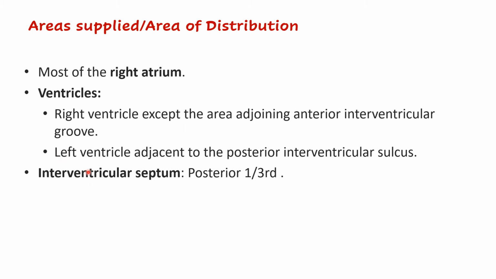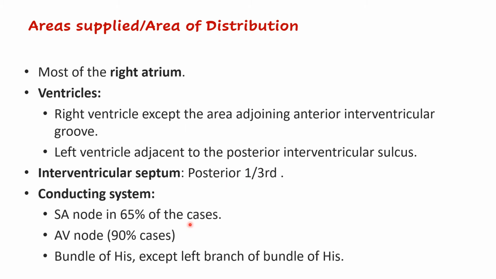Then interventricular septum. How much part? Posterior 1/3, because the posterior interventricular artery, that is going to supply these areas. So posterior 1/3 of the interventricular septum will also be supplied. And most of the conducting system we already know is supplied by the right coronary artery. In 65% cases SA node, 90% cases AV node, bundle of His and the Purkinje fibers, everything will be supplied by this except for the left branch of the bundle of His. So this is the area of distribution of the right coronary artery.